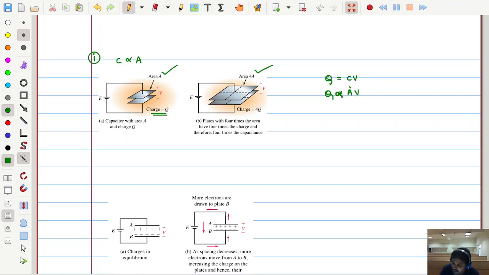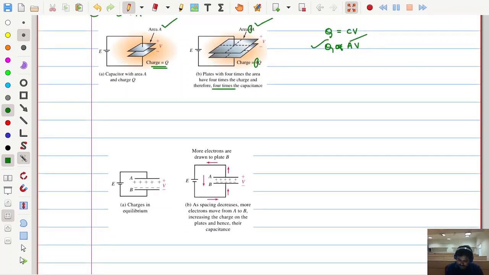That means if area increases, charge also increases, by the same amount. If area increases by 4 times, charge also increases by 4 times, thereby capacitance increases 4 times than the previous. So this is what we call a proportional or direct relationship. If one quantity varies by twice, the corresponding quantity is also going to vary twice. This is the direct relationship.